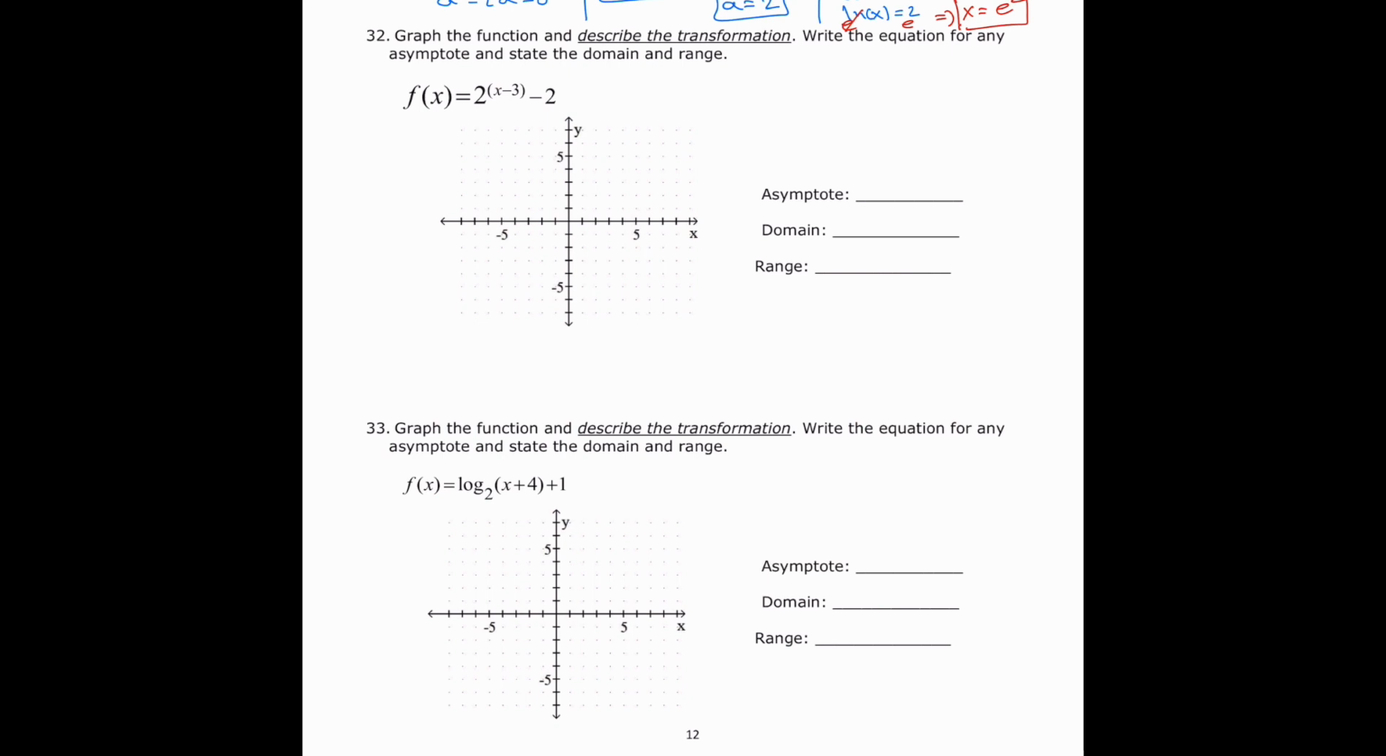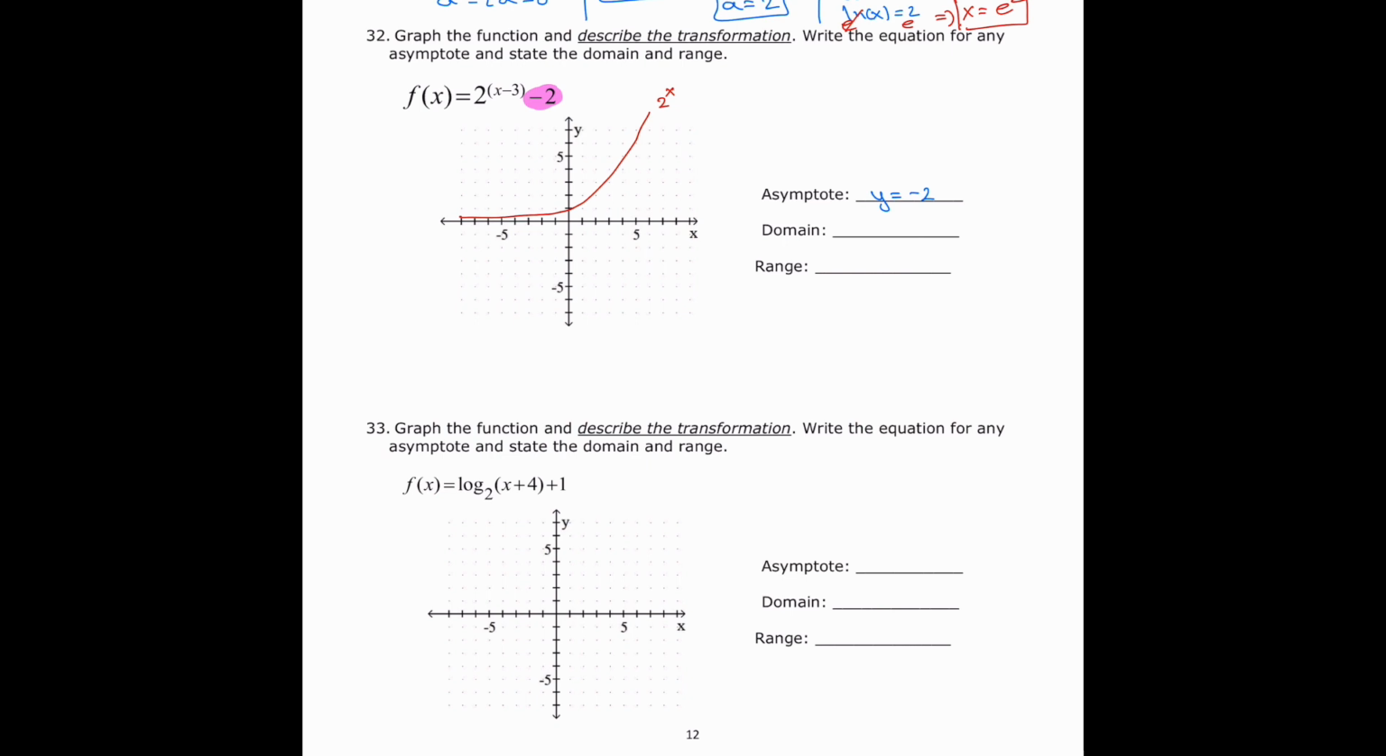In order to find the horizontal asymptote, we're going to look at the graph. Notice how the graph was moved down 2 units. That means the horizontal asymptote is y equals -2, which is basically the vertical shift. Because this is an exponential function, let me just graph the parent function. It's going to look something like this. That is the parent function 2 to the x power.